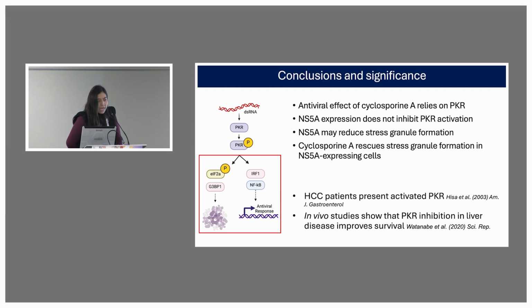And also, in vivo studies with mice, we have seen, well, others have seen, that PKR inhibition in the liver improves liver disease survival. So further studies from our part would be focusing on what would happen with IRF1 and NF-kappa B in the presence of cyclosporine A.